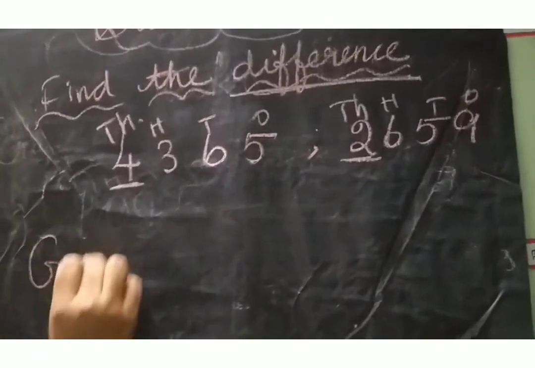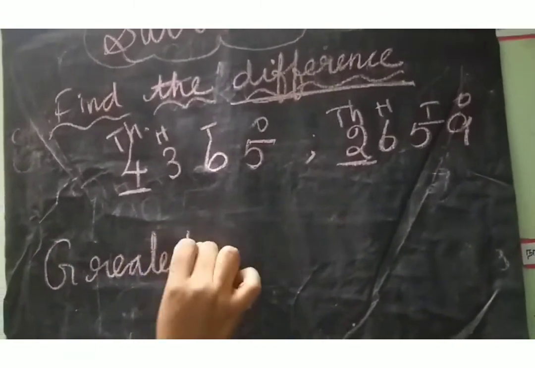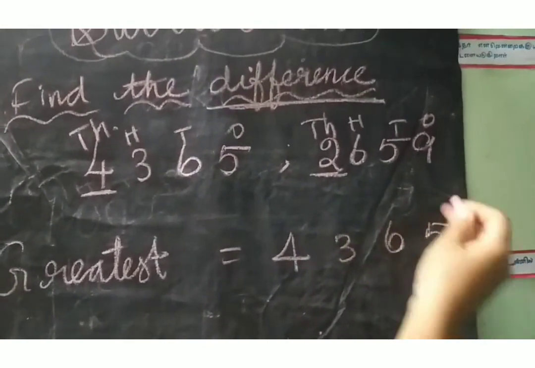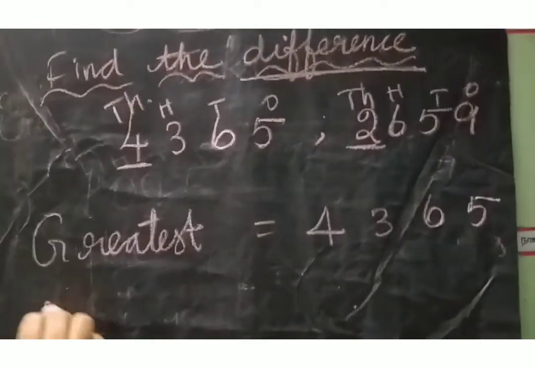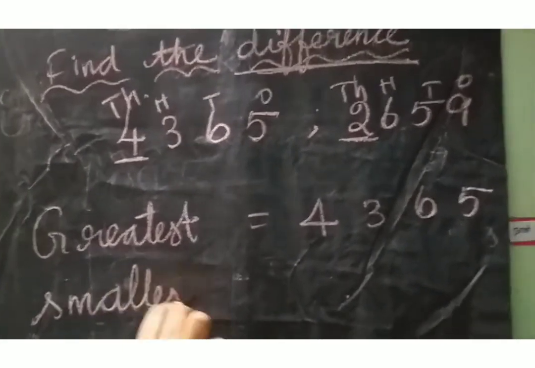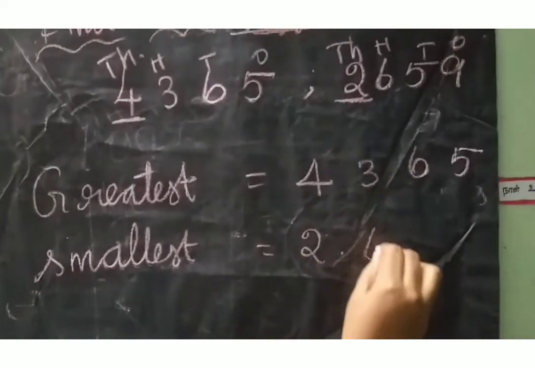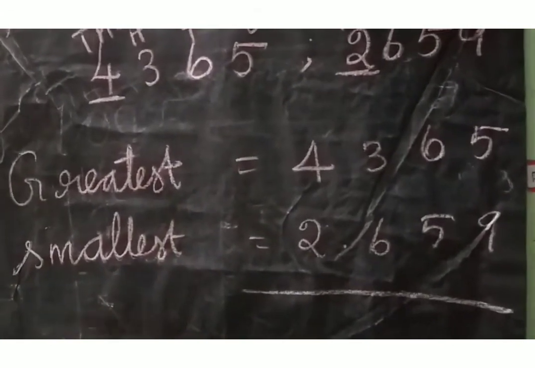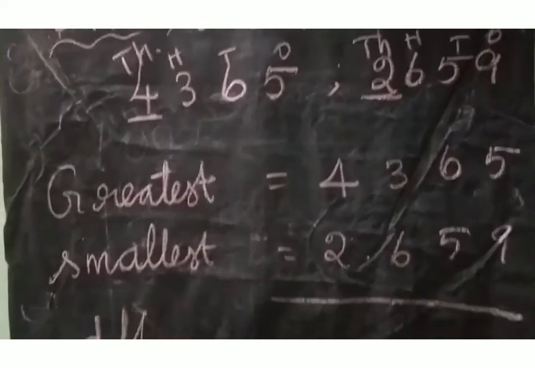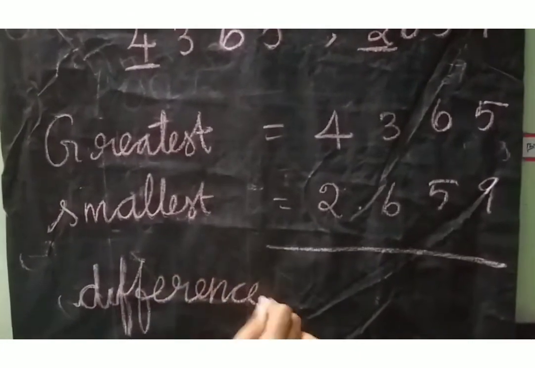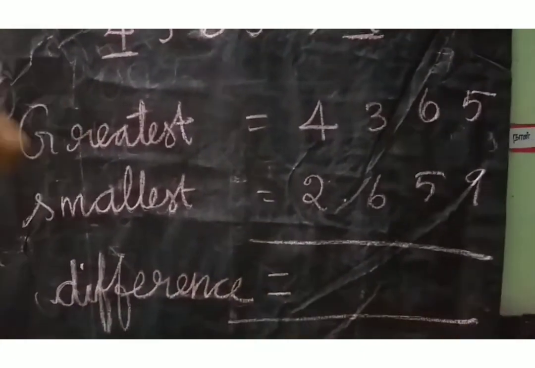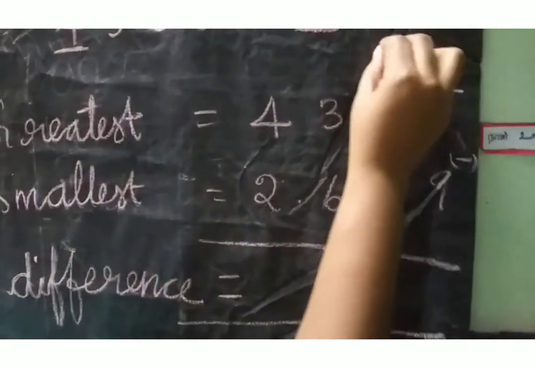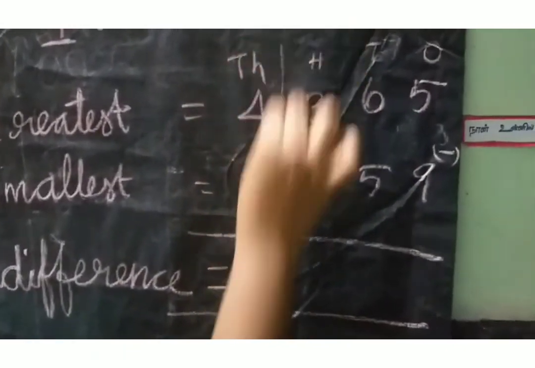So you should write the greatest number first. And here the greatest number is 4,365. And next after that you should write the smallest number, that is 2,659. The answer is called the difference. Okay, we should find out the difference. How do we find it? First of all, put the minus symbol, and here ones, tens, hundreds, thousands.